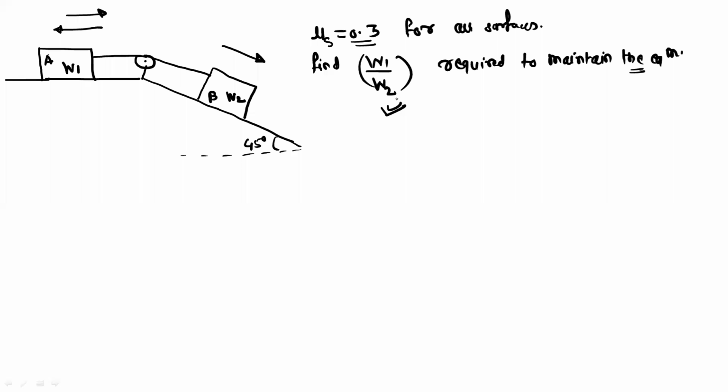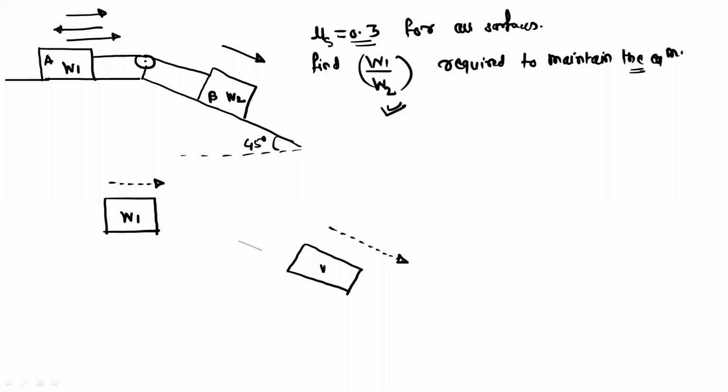To find W1 and W2 for the equilibrium, the correct impending motion is this: if there is a possibility of motion, that means if W2 starts moving, it will move in the downward direction. As W2 moves downward, it will pull W1 towards the right side. So in the free body diagram, suppose this is W1, then its impending motion is towards the right. For W2, along the plane, its impending motion is downward along the plane.